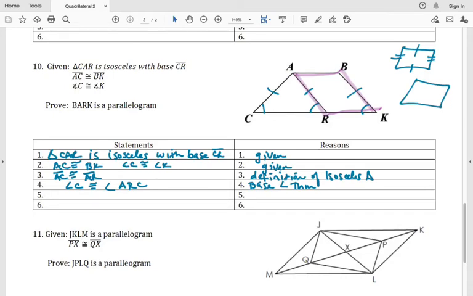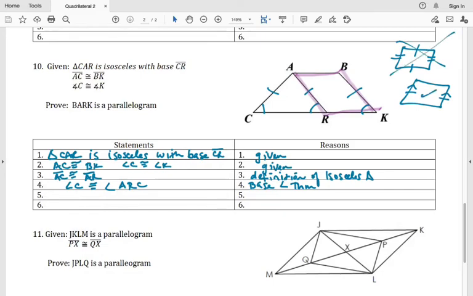Another way is if you've got a set of sides that are congruent, and that same set of sides are also parallel, that's a way to prove that it's a parallelogram. Well, there's no way for me to show AB is congruent to RK. So I'm not going to be able to use this way. I'm going to have to use this.